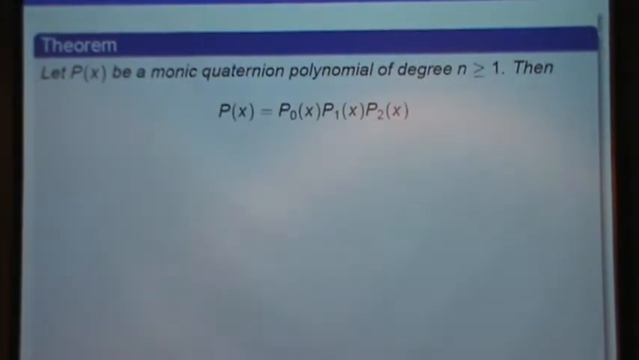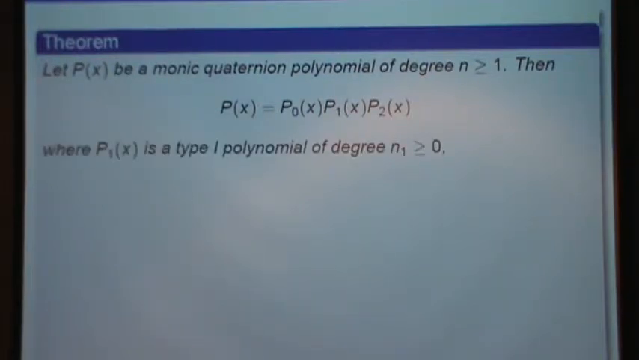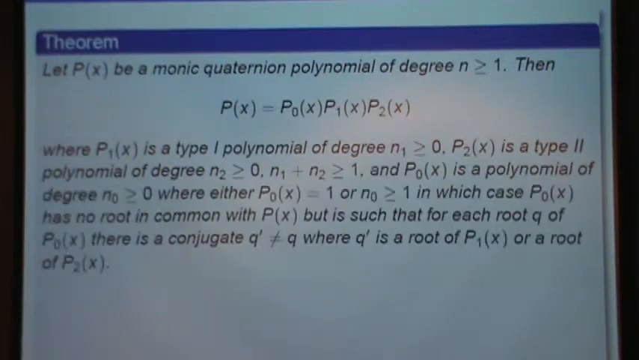And here is a theorem that is more precise than other theorems I've seen in the literature. You take a monic quaternion polynomial, it factors as a product of 3 polynomials, where P1 is a type 1, P2 is a type 2, and P0 is a polynomial of degree bigger than or equal to 0, with the property that it has no roots in common with P of x.